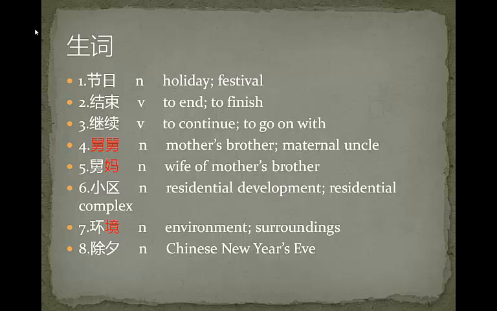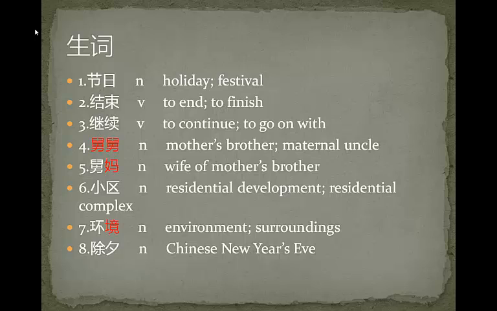第四个舅舅, mother's brother, maternal uncle. This character can be split into upper and lower parts. The upper part by itself is a character meaning the back teeth. It's pronounced as 臼, 臼. So this upper part gave the pronunciation to the whole character. And the lower part is a radical.